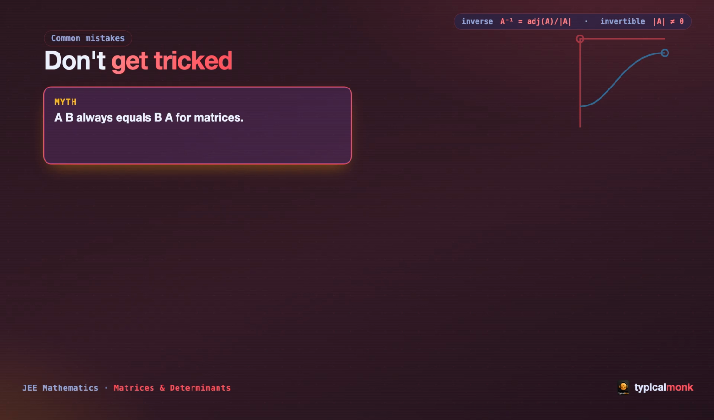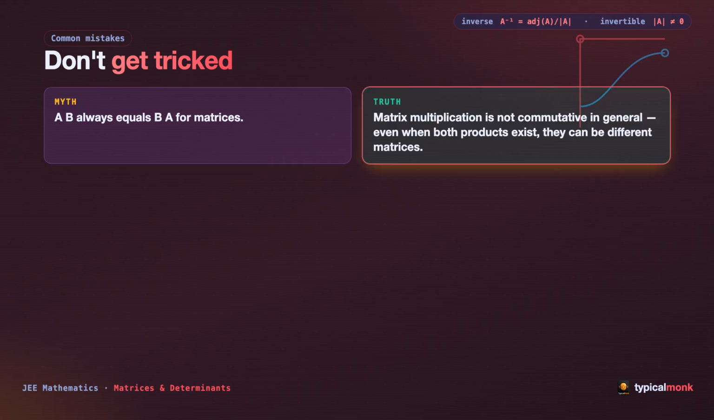Now let me save you some marks. Two myths that trap thousands of students every year. Myth 1. AB always equals BA for matrices. It feels natural. Ordinary numbers multiply in either order, so surely matrices do too. Sarah believed this for weeks. But here is the truth. Matrix multiplication is not commutative in general. Even on the rare occasion when both AB and BA exist, they can turn out to be completely different matrices.